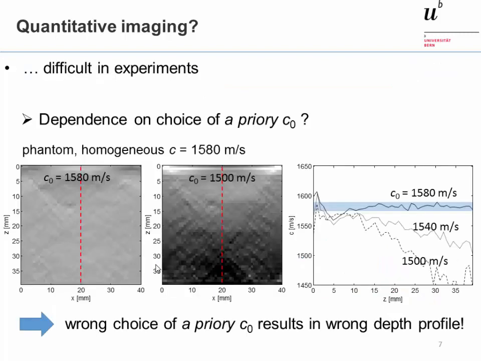Unfortunately, it turned out that this is very difficult in experiments. So in this phantom study, using a homogeneous phantom, the reconstructed speed of sound depth profile strongly depends on the initial guess, C0, of the speed of sound.